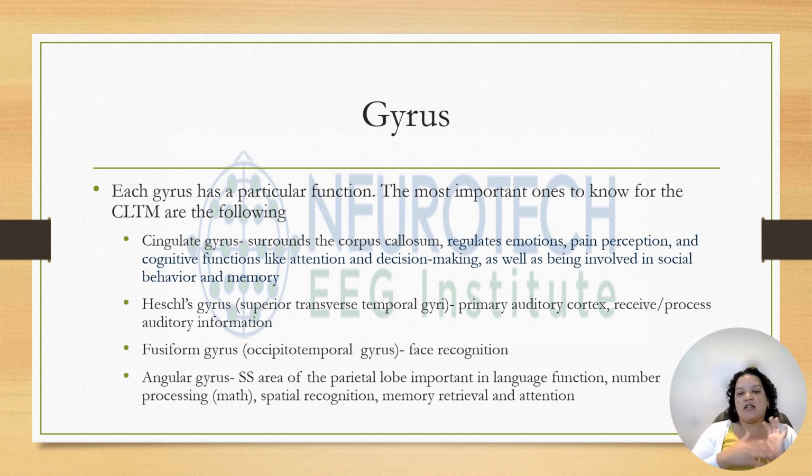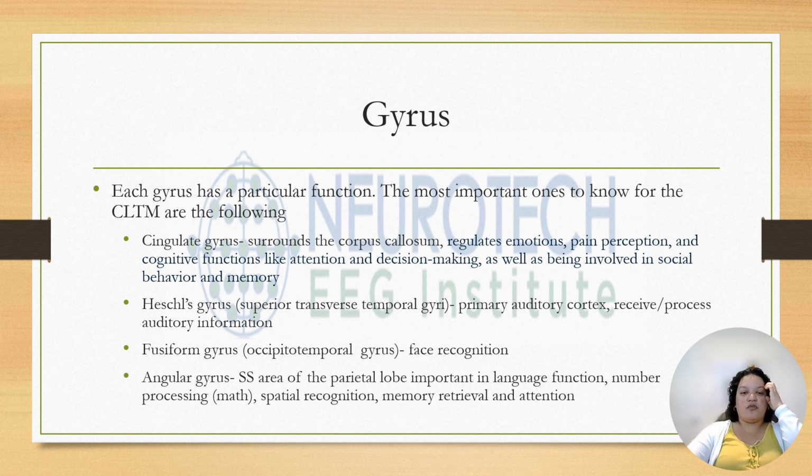So if they say something about auditory stimulation or any reactivity to auditory stimulus, you're going to think about Heschl gyrus, and it's located in the superior portion of the temporal lobe, and it's the primary auditory cortex.